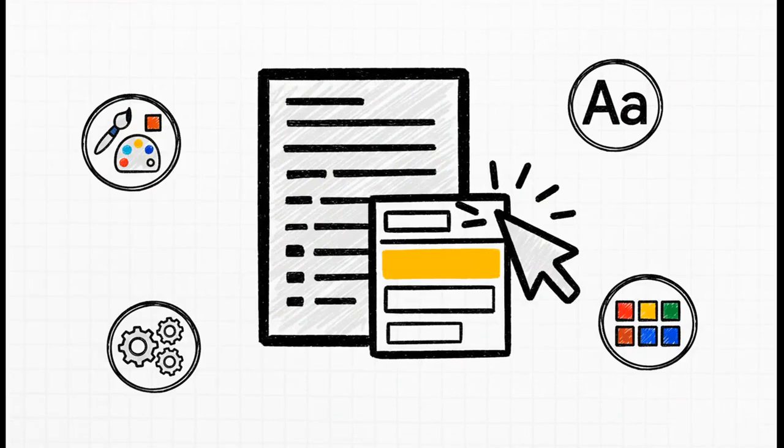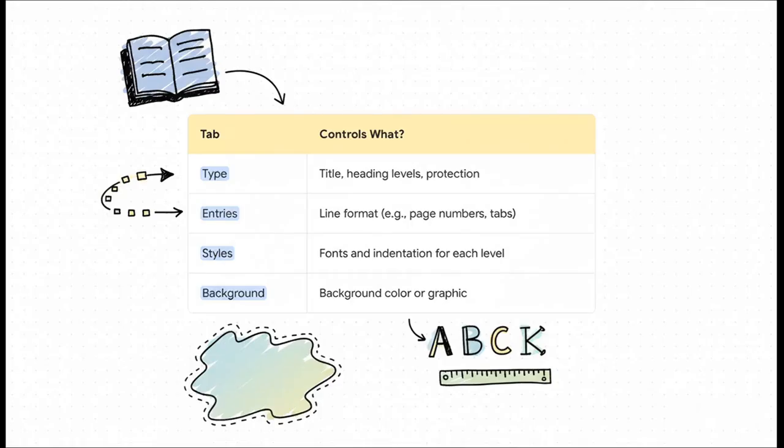But what if you want to change how it looks? Maybe you want different fonts or to add a nice background color to make it pop. Again, just right-click, but this time you're going to choose Edit. This opens up the main control panel for all your customizations. And inside this little dialog box is where you get all the power.